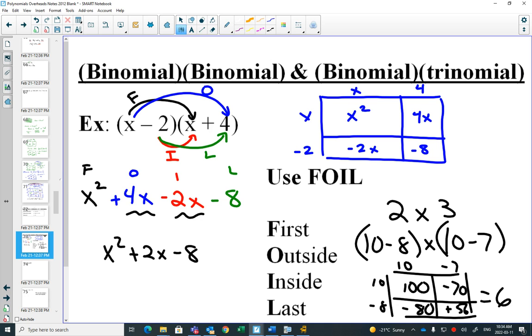A little bit counterproductive, but cool that it works. Would you agree? Because this would be 100 minus 150. You're at minus 50. Then you add 56, and you're back to 6 again.